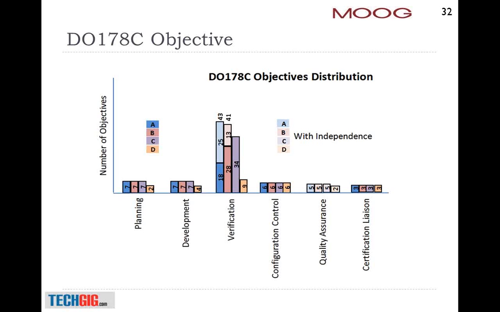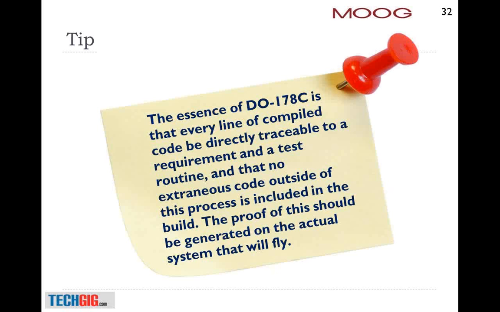And there is something called independence there. So if you see, for a level A, 25 objectives have to be looked at with independence. So what do you mean by independence? Independence means that if I am writing the requirement or I am writing a piece of code, then there should be somebody else who has to review it and ensure that what I have done is correct. So that is independence. The essence of DO178C is that every line of compiled code is directly traceable to a requirement and a test routine.